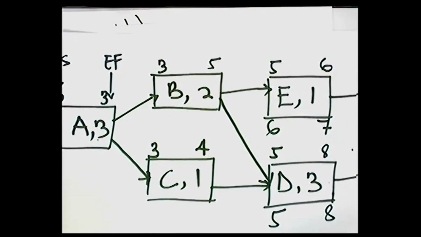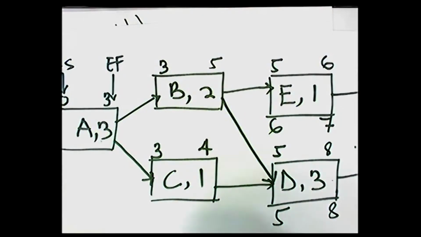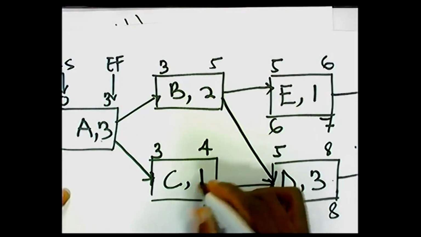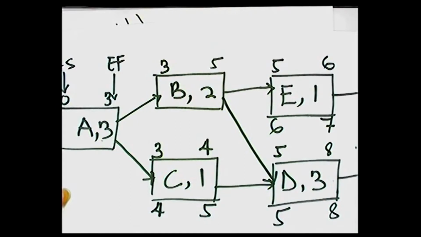Okay, so let's finish it up. We're almost done. We have like 3 activities. If you come to activity C, it again has only one arrow coming into it from D. And so the latest start time for D is 5. So 5 minus 1 would give us 4. Okay, so we are almost done.